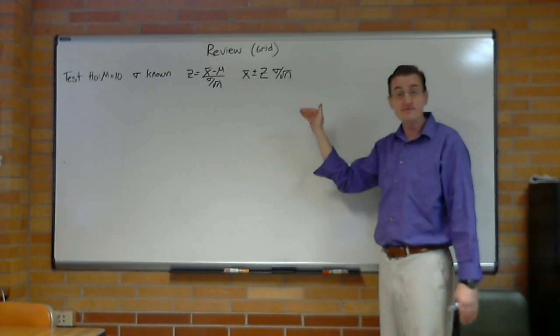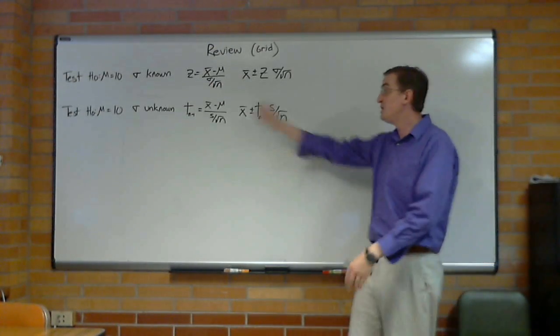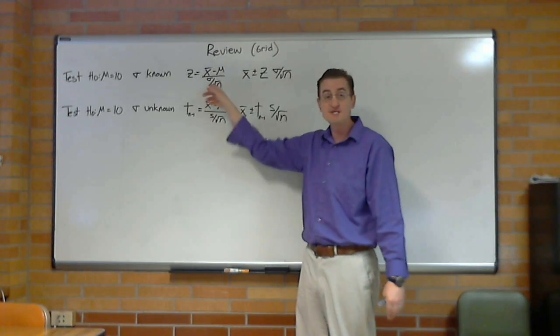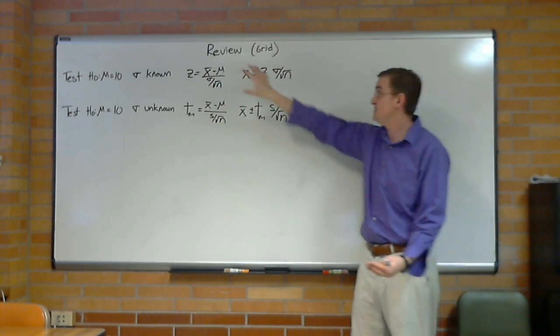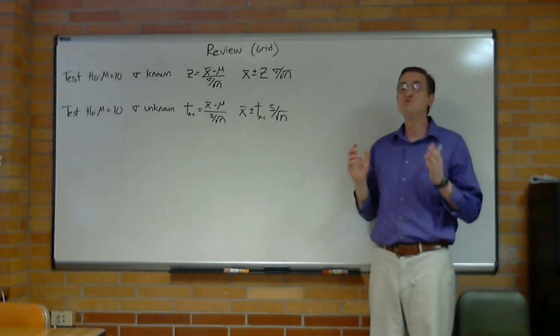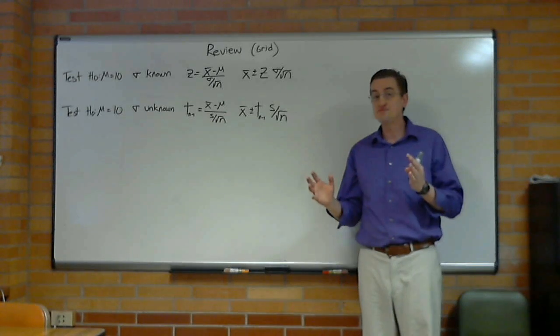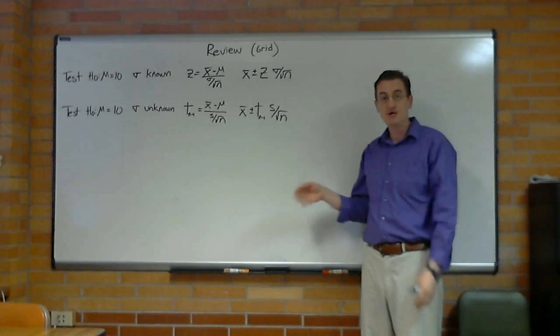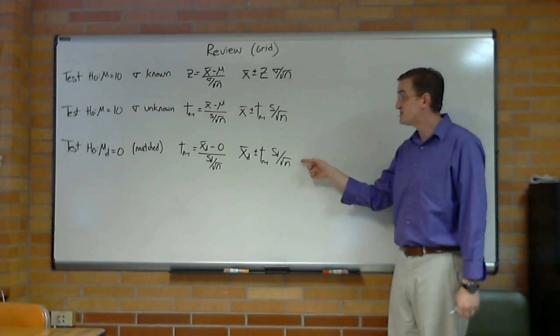After that, we talked about what to do if sigma is unknown, which means our z switches to a t, and we use the s in place of sigma. The benefit of the grid method is you can see how these equations match up and line up. If you get that, then the whole class becomes easy because there's really only one equation that we've worked with.